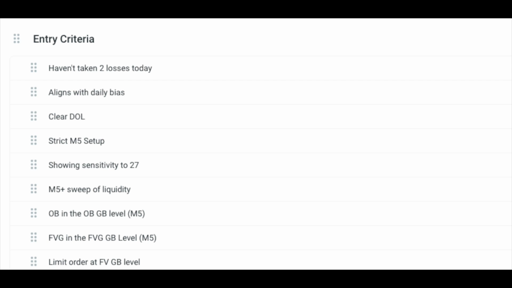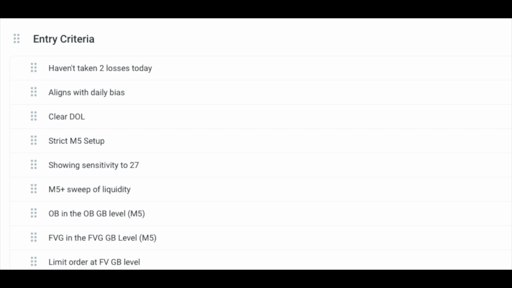Finally, we wait for a fair value gap in the fair value gap GB level. We do not execute until we have a classic ICT fair value gap, but it has to be in that GB level. And then, very important, we set a limit order in the fair value gap GB level. So not on the fair value gap that you see that the candle has created. You literally find the exact price that the fair value gap GB level is at, and then that's what you use as your limit order.